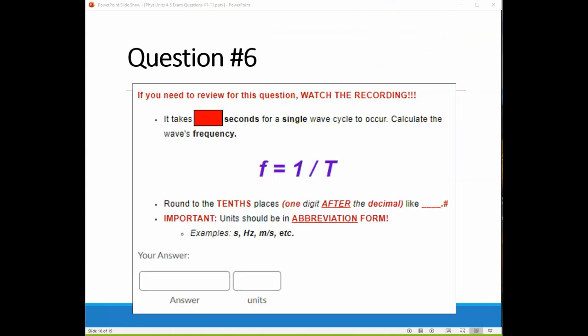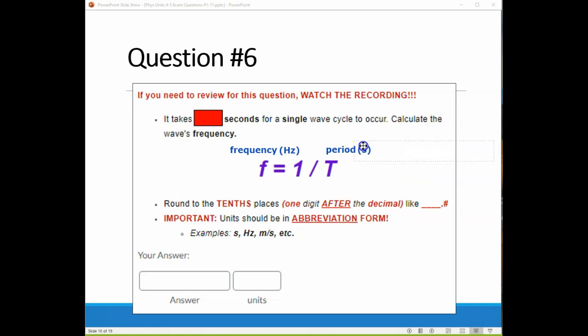All right, so question number 6 says it takes blank seconds for a single wave cycle to occur. Calculate the wave's frequency. Everybody has a different time, so you will need to make sure that you are filling in your own time. We have this equation where F equals 1 divided by period. F is frequency, 1 divided by capital T, which is the period. Remember that frequency gets measured in hertz, whereas period gets measured in seconds because period is a time.